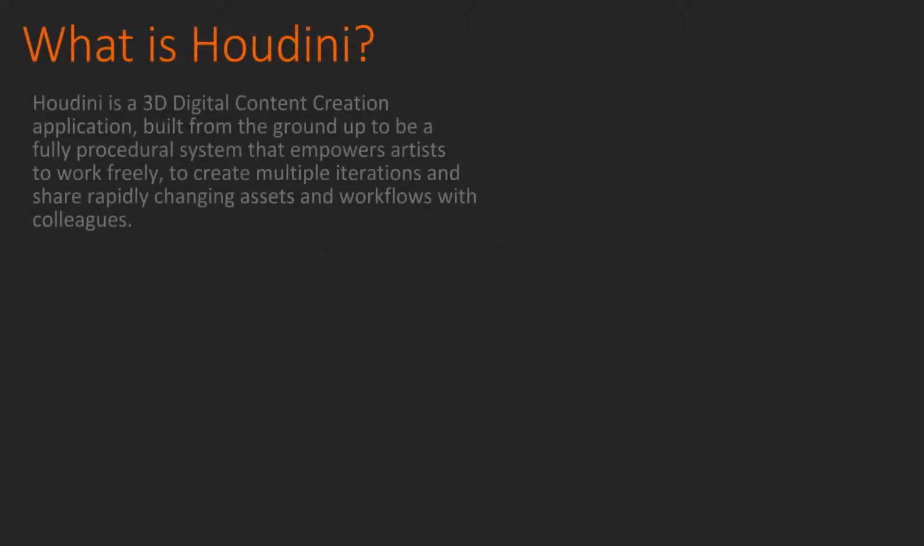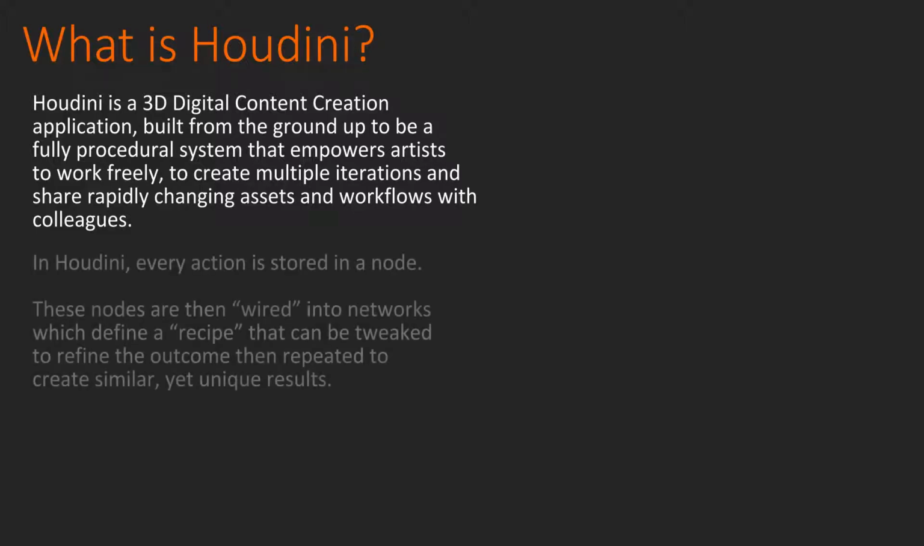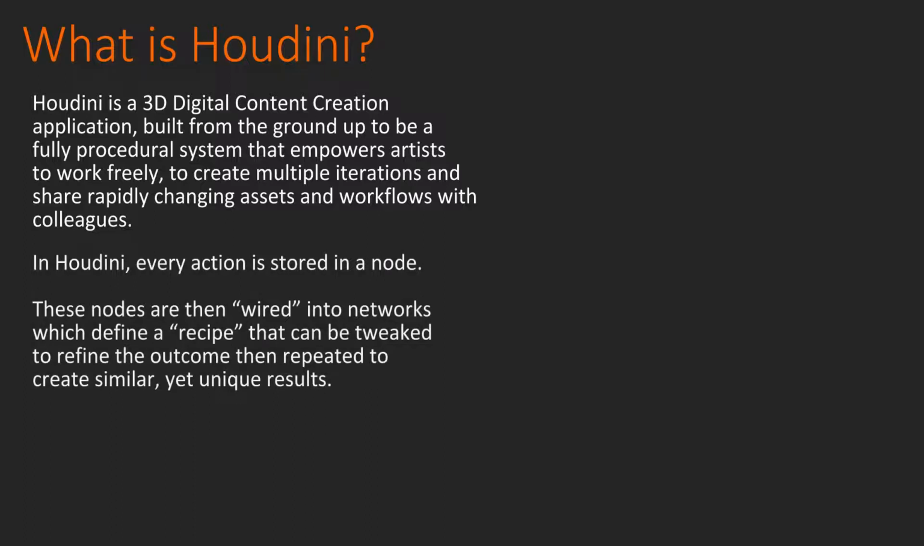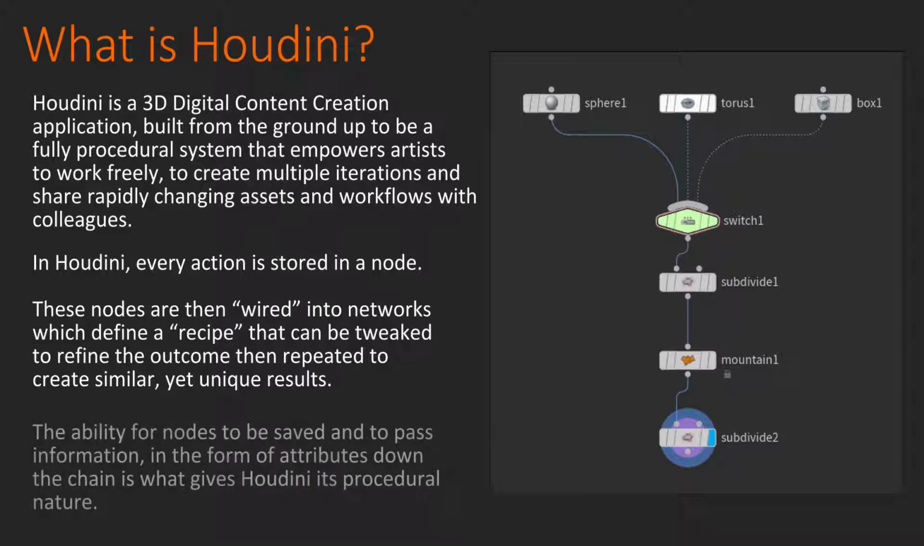What is Houdini? Houdini is a 3D digital content creation application built from the ground up to be a fully procedural system that empowers artists to work freely, to create multiple iterations and share rapidly changing assets and workflows with colleagues. In Houdini, every action is stored in a node. These nodes are then wired into networks which define a recipe that can be tweaked to refine the outcome, then repeated to create similar, yet unique results.